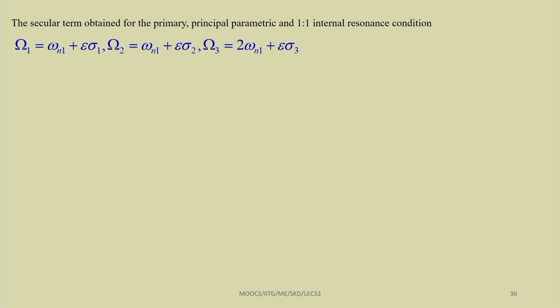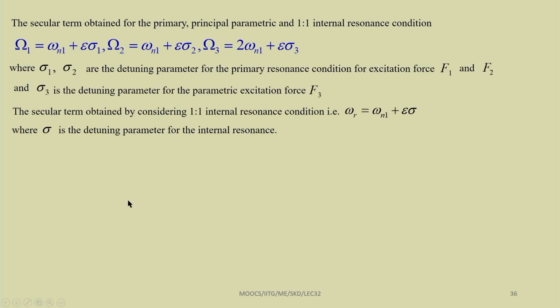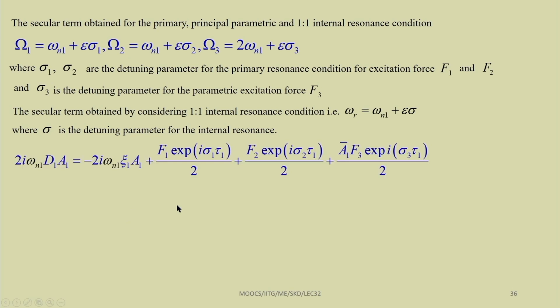So, in that case we can write this equation in this form by using this detuning parameter. So, you can write omega 1 equal to omega n1 plus epsilon sigma 1, omega 2 equal to omega n2 plus epsilon sigma 2, and omega 3 equal to 2 omega n1 plus epsilon sigma 3. Now, following the previous procedures for internal resonance condition, we can take this omega r equal to omega n1 plus epsilon sigma.